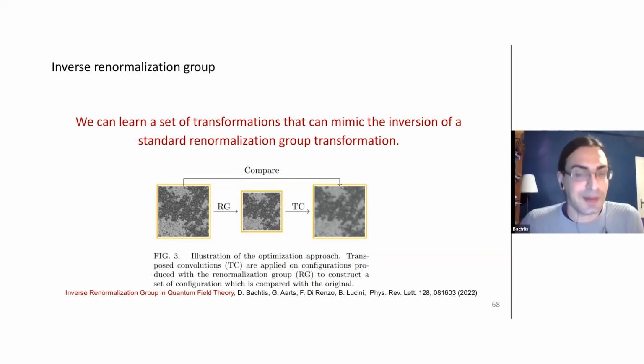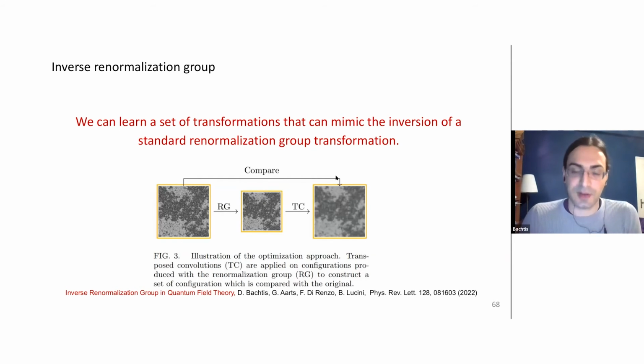So to make this explicitly clear, we start from a system of a certain lattice size, and we apply a standard renormalization group transformation on the phi to the 4 theory. We then obtain a set of configurations that are rescaled, that have half the lattice size. And we then treat their inversion as a machine learning problem.